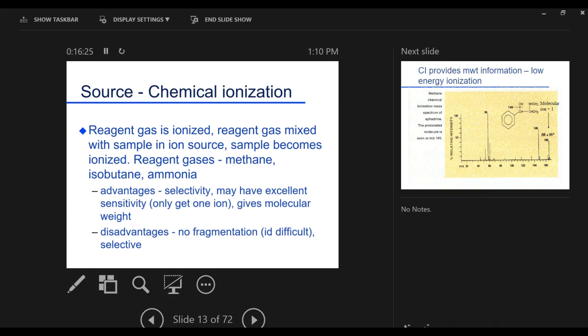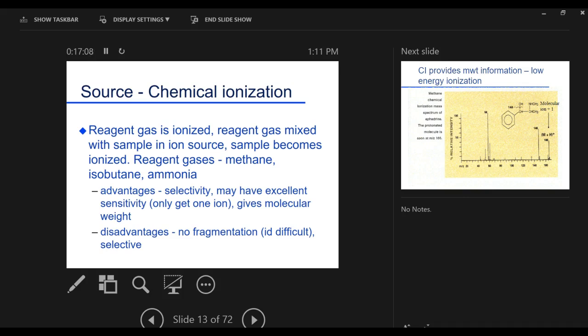So we start looking around for other ways to add energy to that molecule. In this case, we do it kind of second-hand in a sense. We have what we call a reagent gas, and we put energy onto that reagent gas, which it passes on to the molecules we want to measure. So instead of hitting something with 70 electron volts, we kind of ionize something else, and like I say, we ask that to go ahead and ionize our molecules. So reagent gas mixed with the sample becomes ionized. These gases that we might use as a reagent gas, methane, isobutane, or ammonia are common. We can ionize them easily. They will transfer their energy to other molecules.